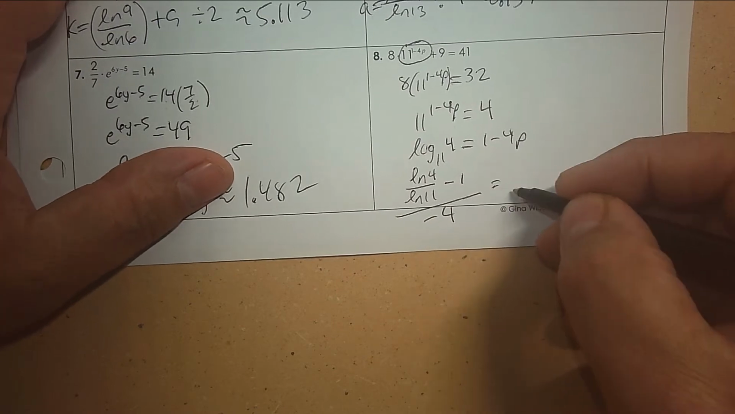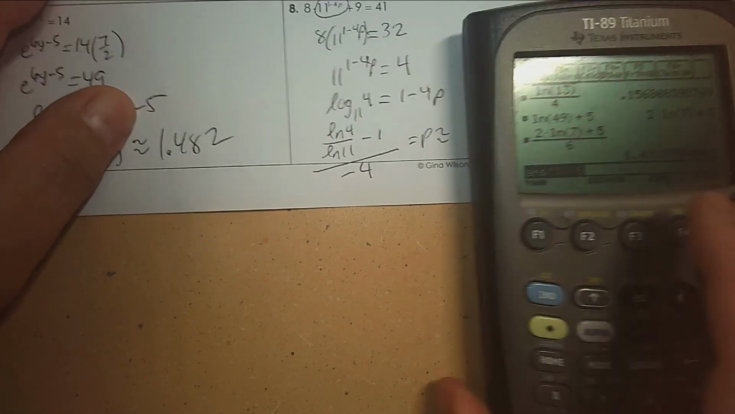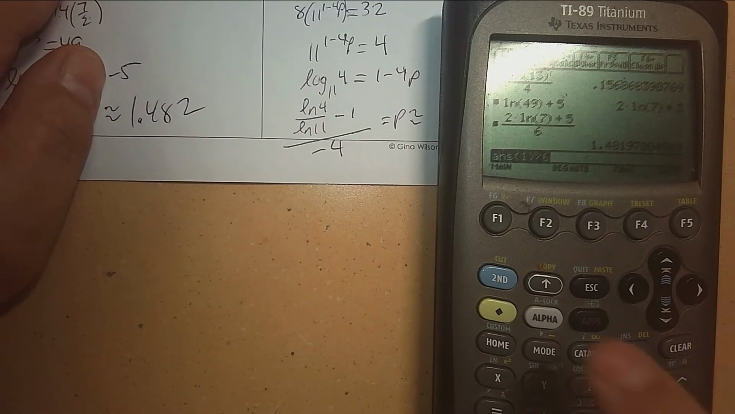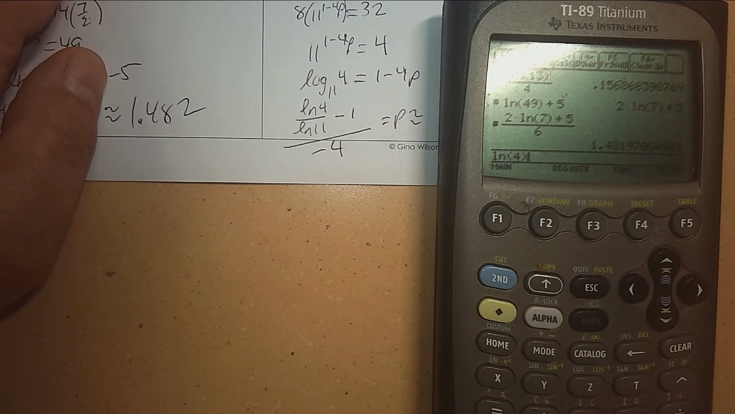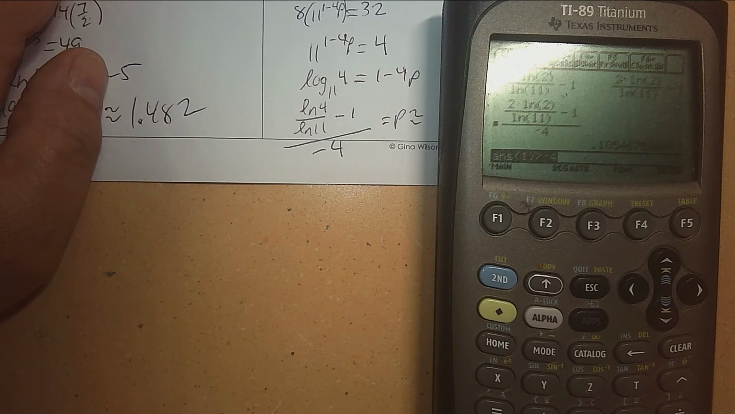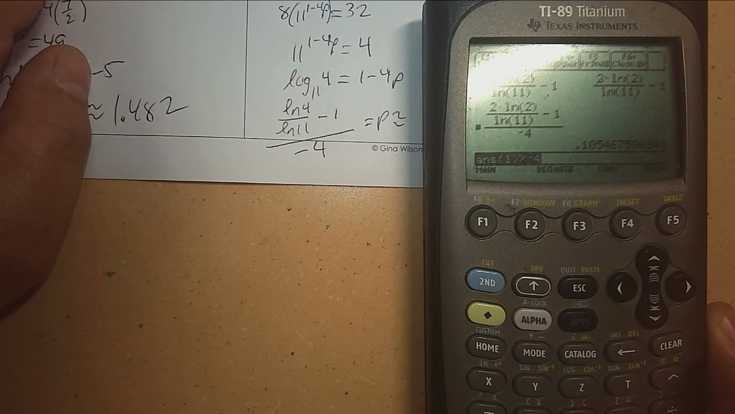So let's do that together. So we're going to type in ln 4 divided by ln 11, get an answer, subtract 1, get an answer, divide by negative 4, and then go diamond enter, and you get 0.105.